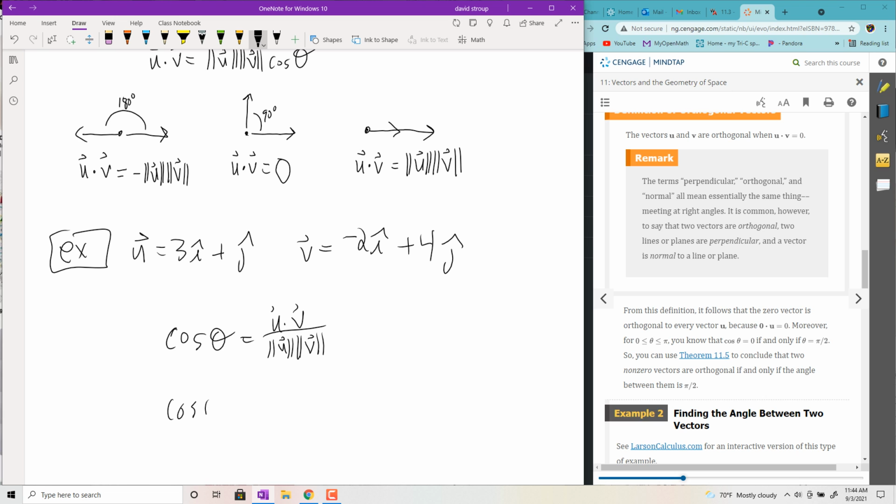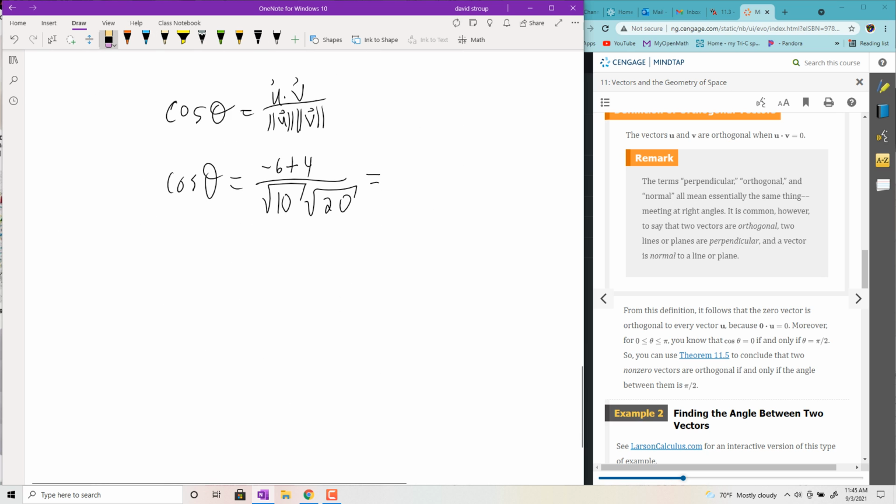Okay, so cosine of theta is going to equal the dot product. 3 times negative 2 is negative 6, plus 1 times 4 is 4, all over the magnitudes. So 3 squared plus 1 squared is 10, and then negative 2 squared plus 4 squared, that'd be 4 plus 16 is 20. So I have cosine of theta is negative 2 all over the square root of 200.